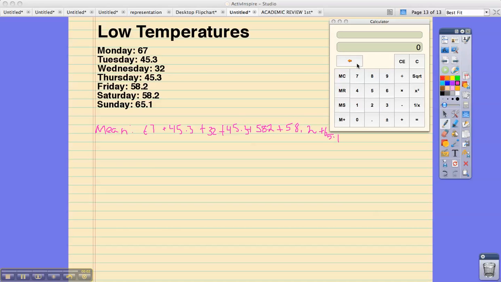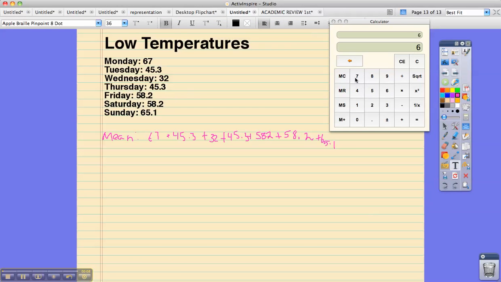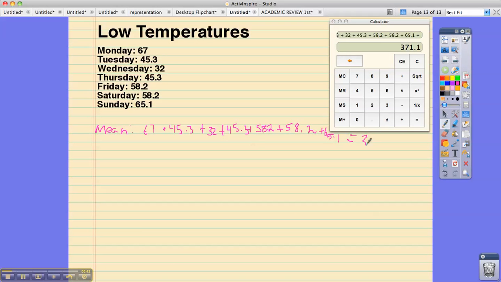Okay, so when we add those up, I'm going to type it in the calculator. It's going to be 67 plus 45.3 plus 32 plus 45.3 plus 58.2 plus 58.2 plus 65.1 is 371.1.